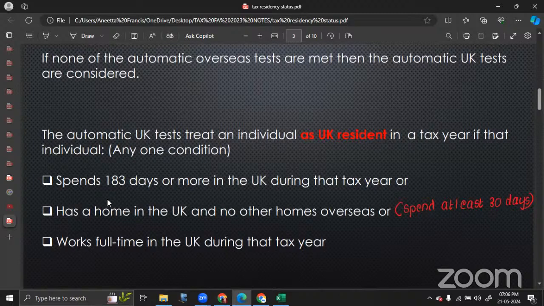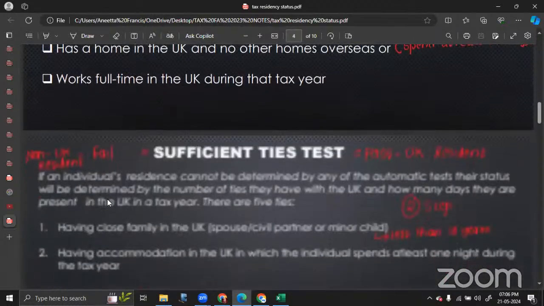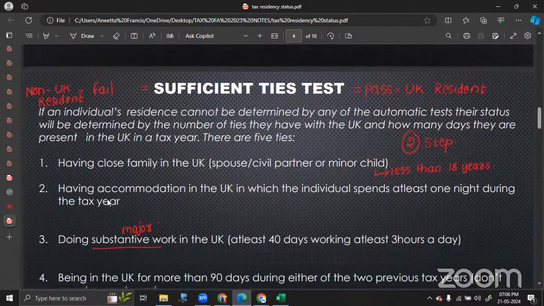Or works full-time in the UK during that tax year. When I say a full-time job, it does not mean you have to work for 365 days in the UK. Whatever work you're pursuing, that should be a full-time job. Meaning, you cannot be doing a part-time job, and that automatically means that you fail the condition. Then finally, if you fail, you move to the sufficient ties test.